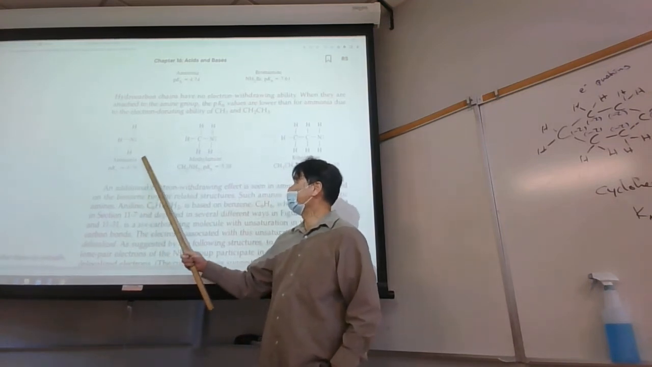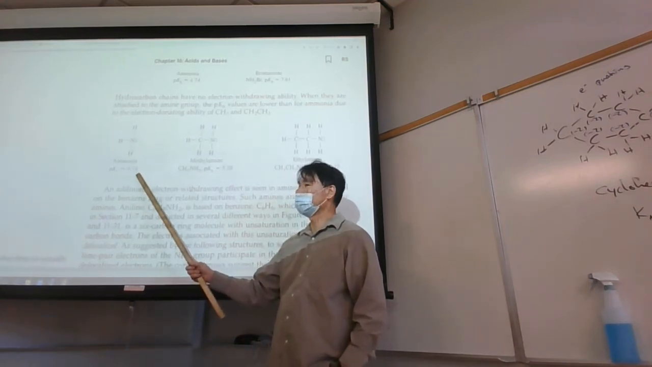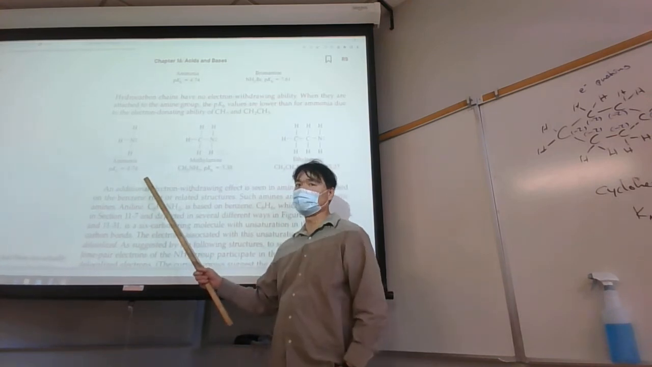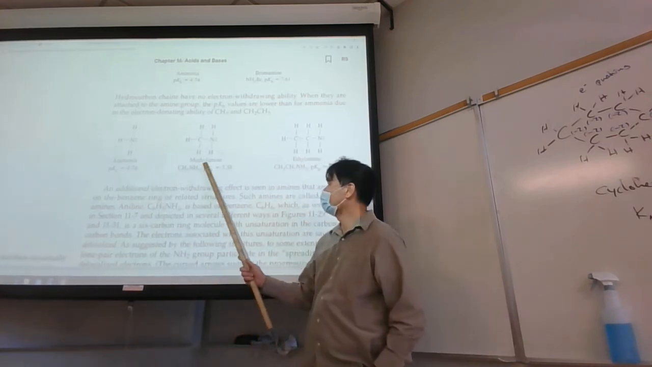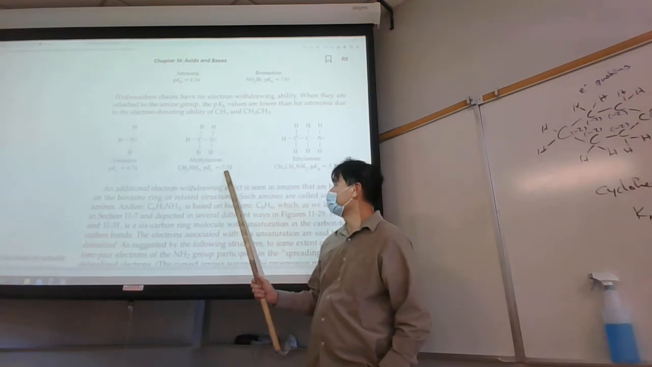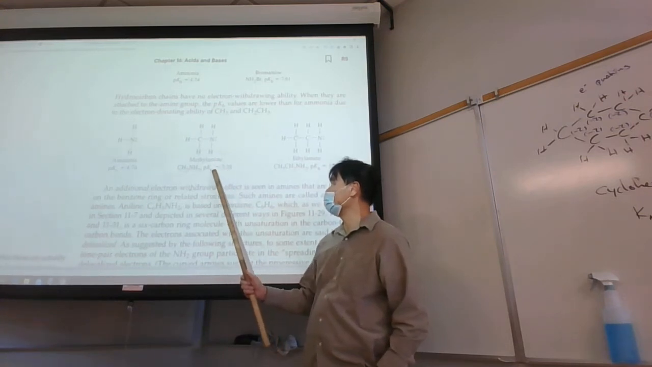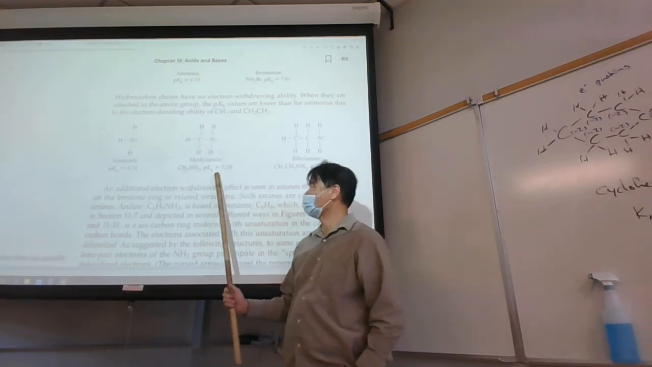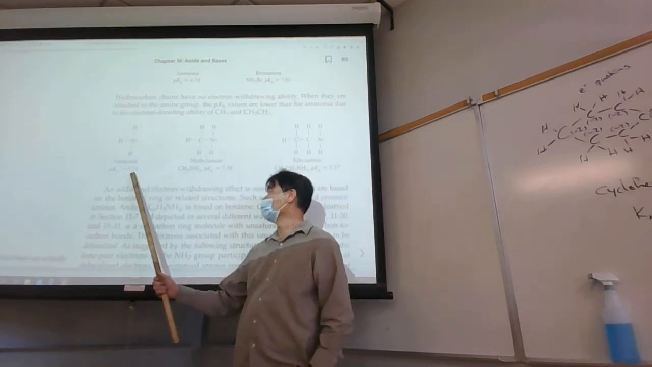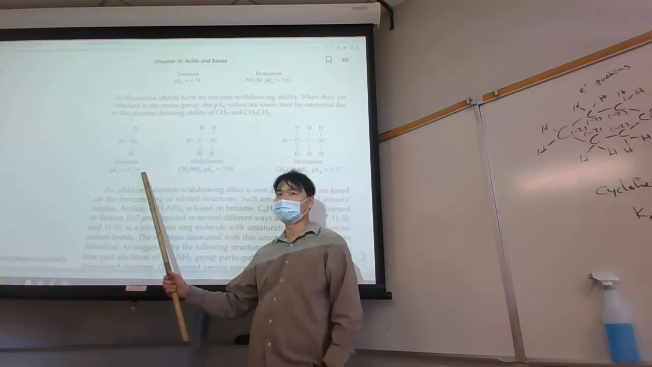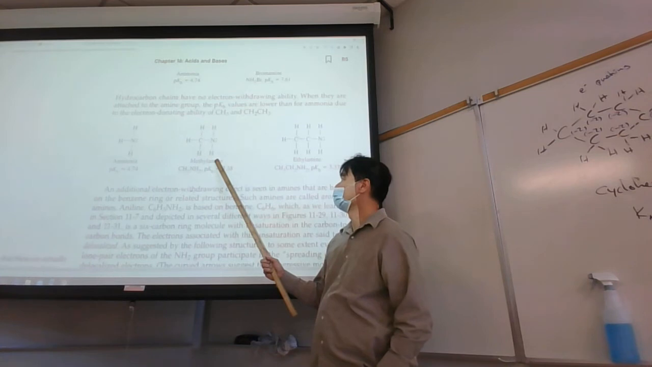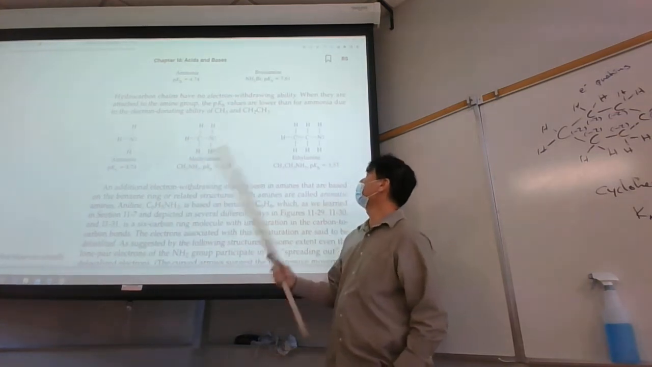Over here, the pKb for ammonia is 4.74, which means the Kb is between 10 to the minus 4 and 10 to the minus 5. Over here for methylamine, the pKb is 3.38, which means the Kb is between 10 to the minus 3 and 10 to the minus 4. Well, that is going to be better than a 10 to the minus 5. And so this is a stronger base. It's got an electron pusher. What about ethylamine?